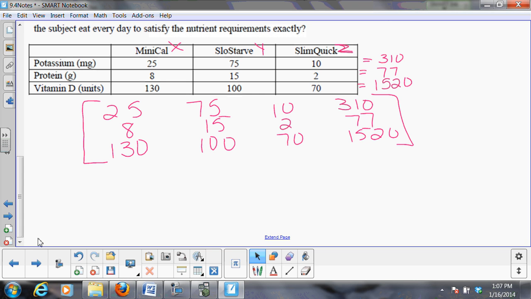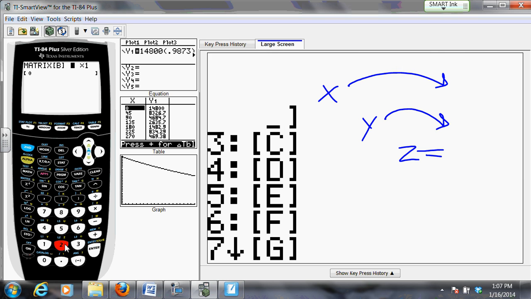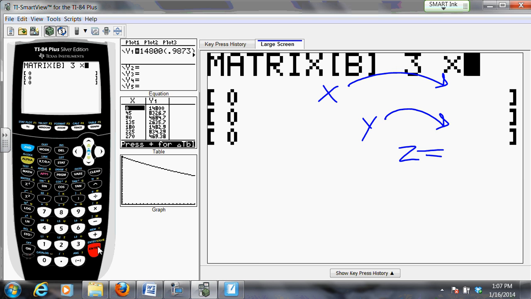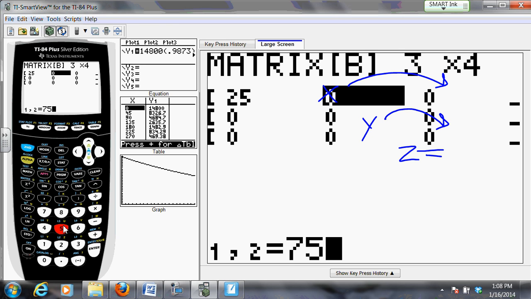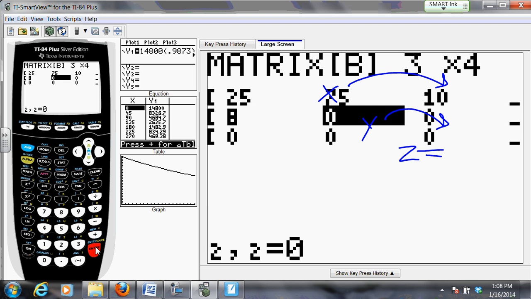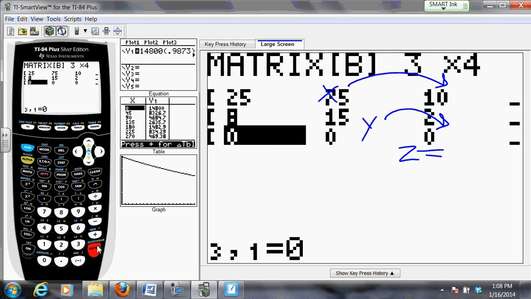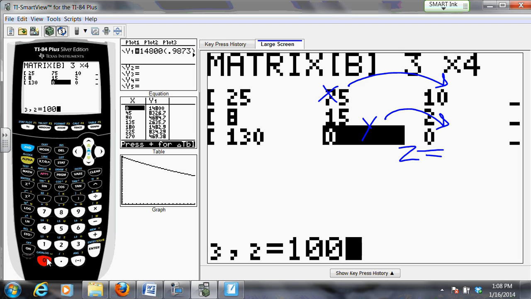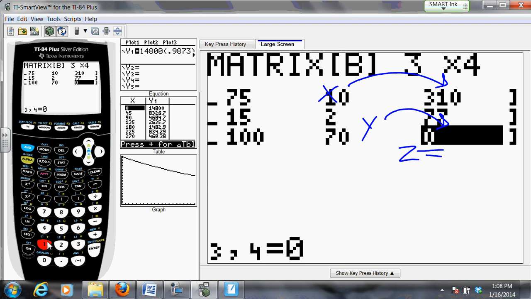Again, for anything that's graded, make sure that you actually do the work. Don't just put it in the calculator because that will not count. So I'm going to go back into matrix, but just to practice using our calculator, we can do it in here this time, just this once. Remember, we are doing 3 by 4s for our matrices. And the first one is 25, 75, 10, 310, 8, 15, 2, 77. And the last row, 130, 100, 70, and 1520.